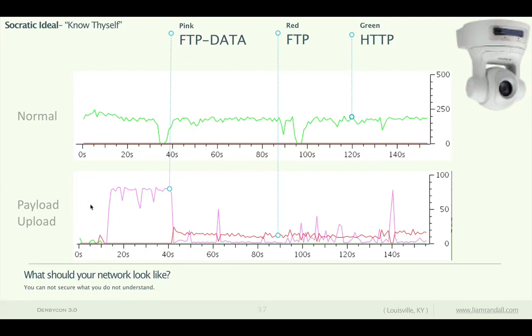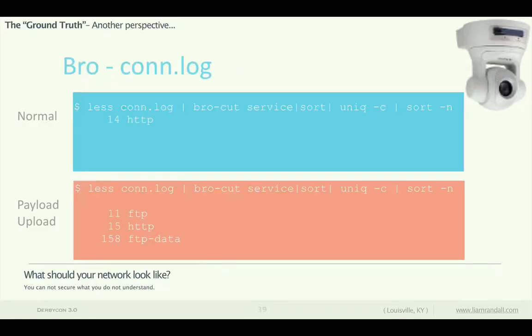These are easy things that when you look at them make sense, and you can use a system like Bro to use a simple if statement to do some things like protocol pinning. So looking at that Bro connection log that we were talking about a few minutes ago, here's another perspective on that ground truth. Just monitoring for every network connection that we saw, there were 14 HTTP connections in that normal traffic when we just saw that green line. Whereas in the second graph where we saw the purple and the red for FTP and FTP data, we see there was a significant amount of other traffic.